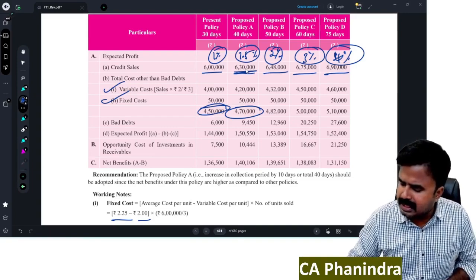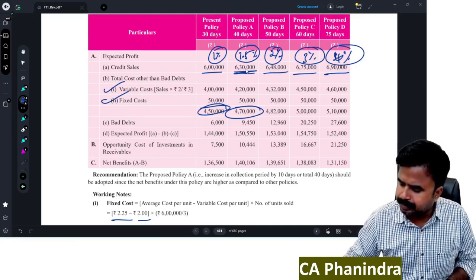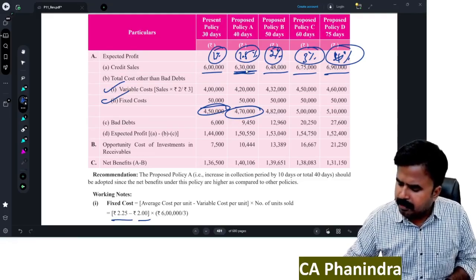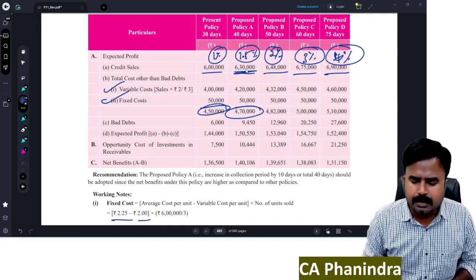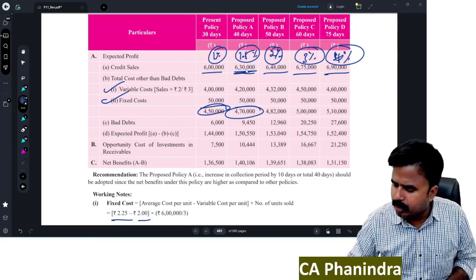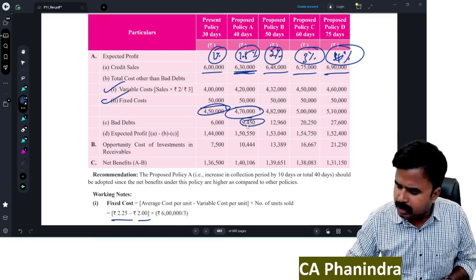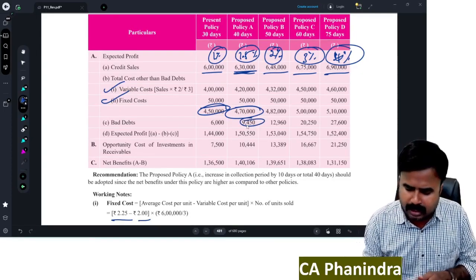6 lakhs into 1%, 6,000. 6,30,000 into, for policy A, the bad debts percentage is 1.5%, into 1.5%, 9,450. Look at the numbers. Then 6,48,000 into 2%, it is 12,960.